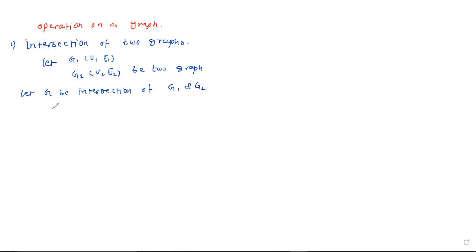So this can be represented like this. We can denote G is equal to intersection of G1 and G2. Okay. So what is where? For new graph, vertex set is obtained by taking intersection of V1 and V2, and edge set is also obtained by taking intersection of these two sets, that is E1 and E2. So E1 is the set of edges in G1, E2 is the set of edges in G2. Okay.